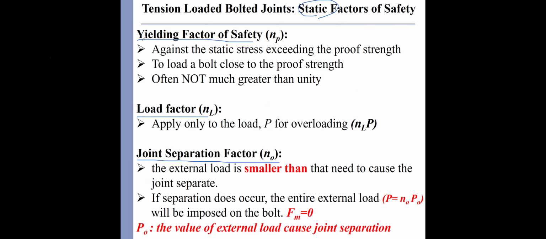So this N_p, the yielding factor of safety, is against the static stress exceeding the proof strength. What is the proof strength? We already described it. If you still remember, the proof strength S_p corresponds to the proportional limit. To load a bolt close to the proof strength, N_p is often not much greater than unity.